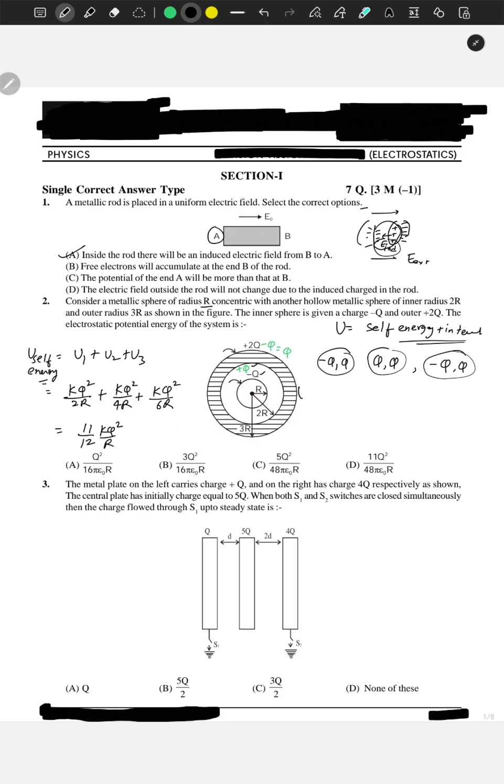Now write the potential energy. The formula I'm going to use is q into v: the potential due to the outer one, multiplied by the charge.